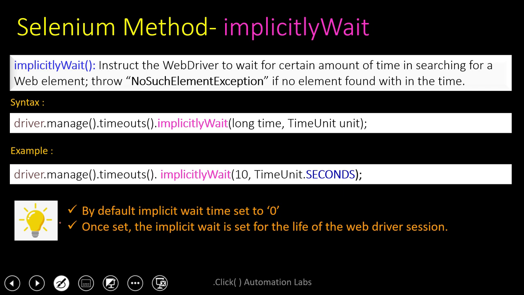So let us take one example. I have a username, a password, and a login button. If I set 10 seconds, the WebDriver will come over there and look for the username. Is it there? If so, okay, it will enter the value. If not, it will wait for 10 seconds. Similarly, for the next element, it will check whether it is there or not. If it is there, it will enter the value. If not, it will wait for a maximum of 10 seconds and throw a NoSuchElementException. That is about implicit wait.